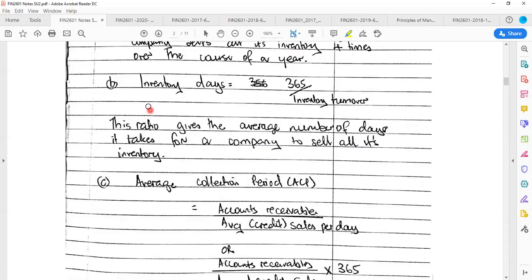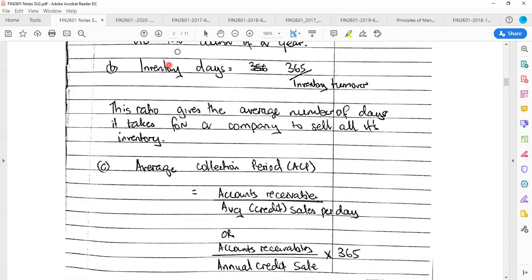And then the inventory turnover is closely related to the inventory days. The inventory days is given by 365 divided by the inventory turnover. Sometimes this can be 360. They might say assume 360 days in a year, but in other words, this is the formula.